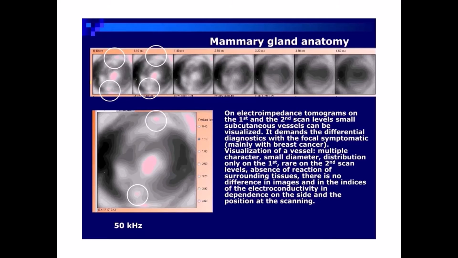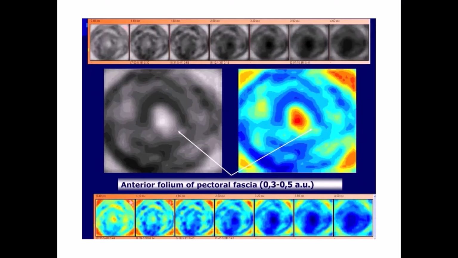Visualization of a vessel: multiple character, small diameter, distribution only on the first, rarely on the second scan levels, absence of reaction of surrounding tissues. There is no difference in images and in the indices of electroconductivity in dependence on the site and the position at the scanning. Anterior folium of pectoral fascia, 0.3 to 0.5 au.